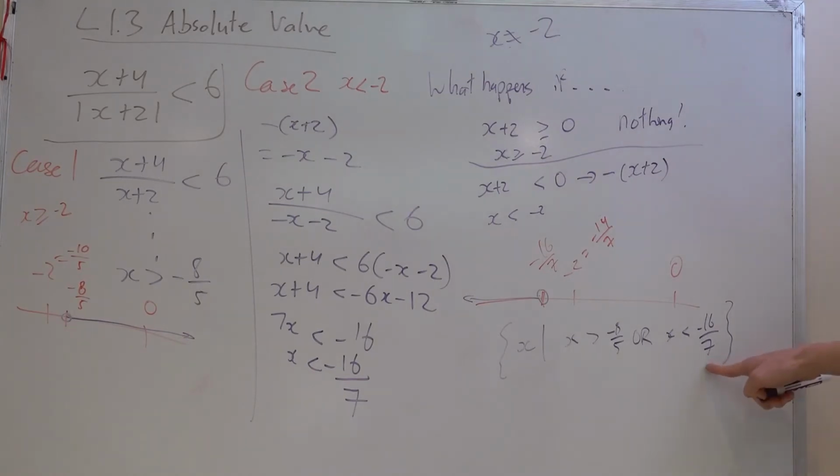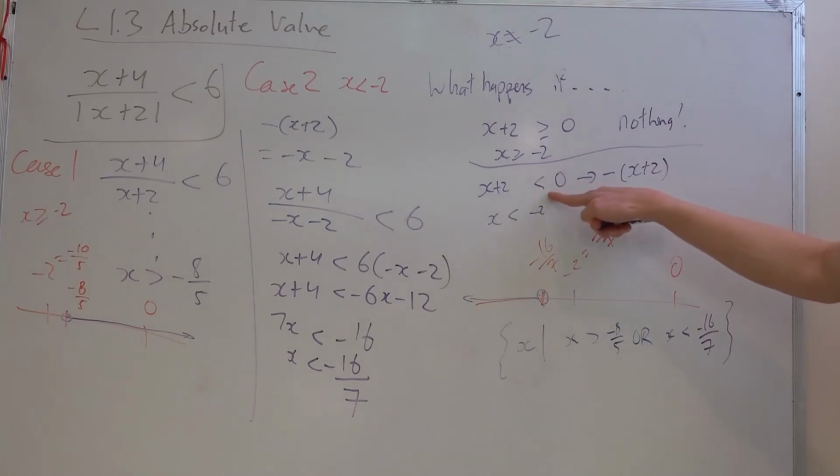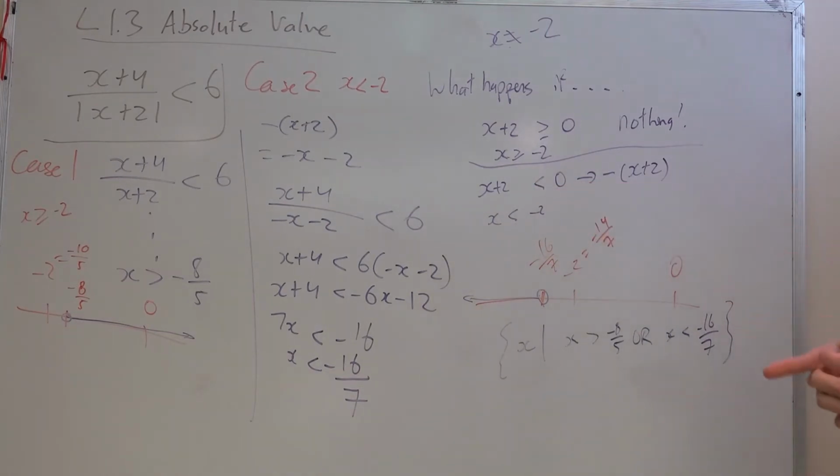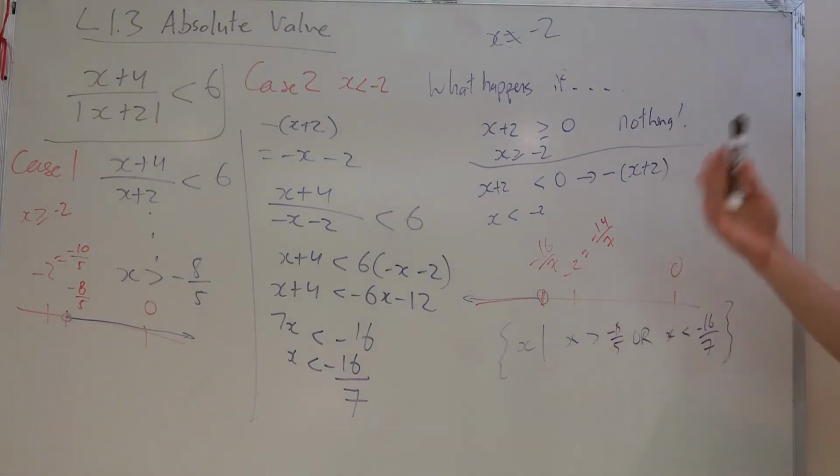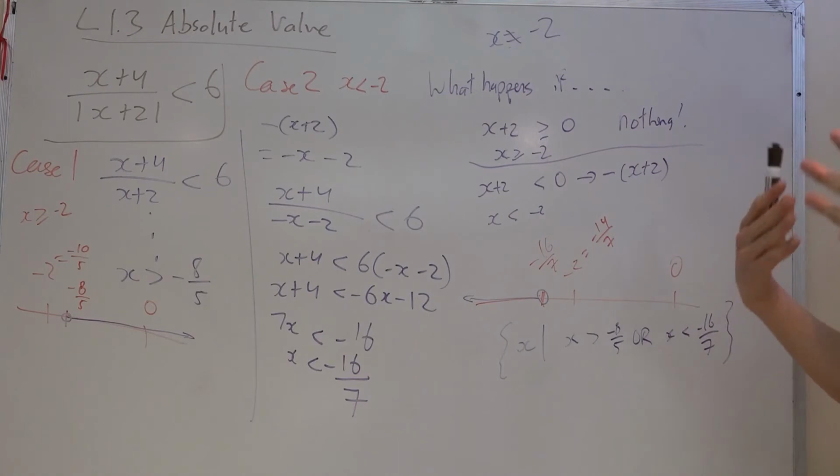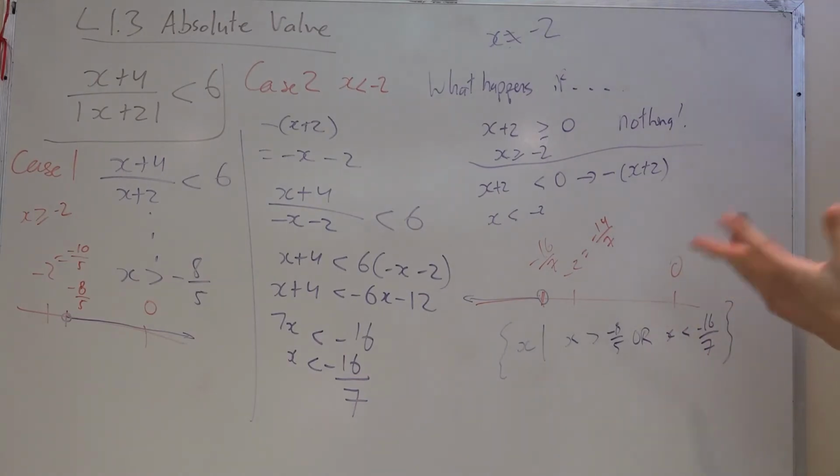The only part where we had to do extra work was for the case when x plus 2 is less than 0. So let me just illustrate the general strategy that we took here. The absolute value is a bad thing. We need to get rid of it. That's your first step in solving these problems. You get rid of the absolute value.